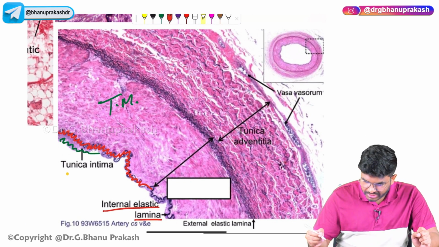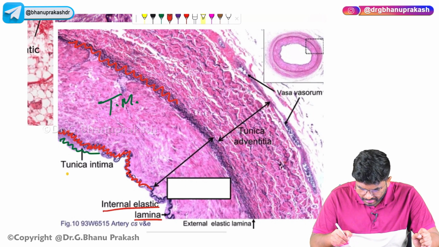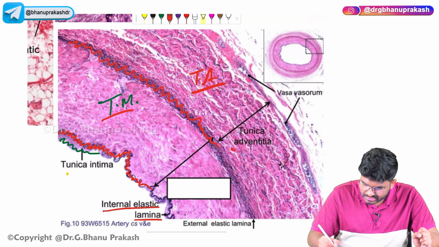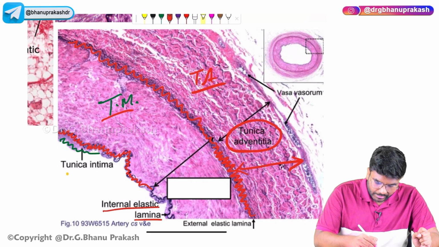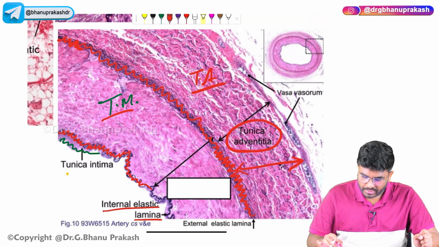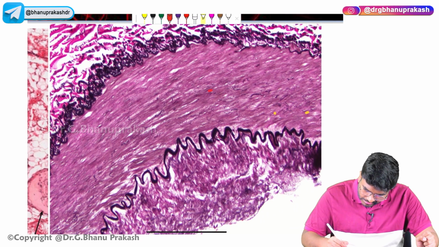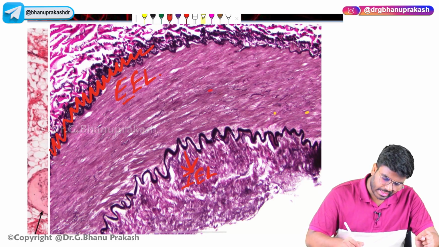Now you can also appreciate one more layer. What is this one? This is also a wavy band of fibers, which is present between the tunica media and tunica adventitia. This is the tunica adventitia layer. The layer which I am highlighting right now is called the external elastic lamina, as well as the internal elastic lamina. Here you can see there are these 2 wavy bands of fibers. One is the internal elastic lamina, and this outermost one which I am highlighting right now is the external elastic lamina.